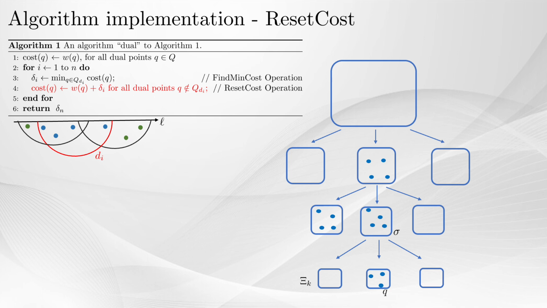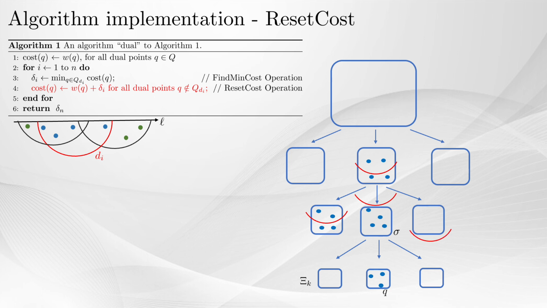After we find a point with the minimal cost among all points covered by di, we get delta i. According to the algorithm, now we need to do the reset cost. So we update the cost of the points not covered by di. We still use the same data structure, hierarchical cutting. There are actually two conditions that we need to consider. The first one is where the lower arc of di intersects with a cell, and the other is where the lower arc of di doesn't have any intersection with a cell.